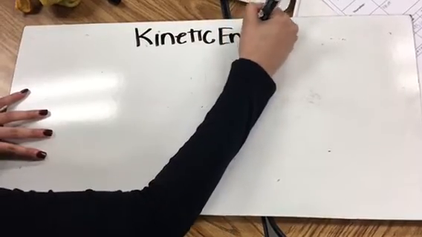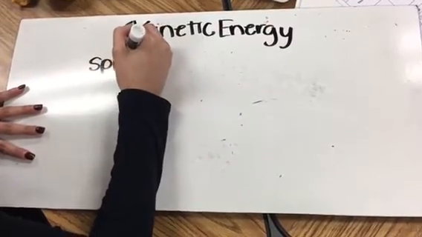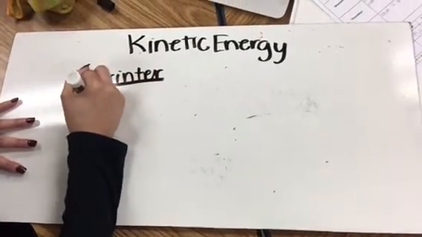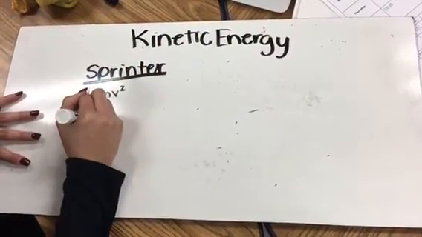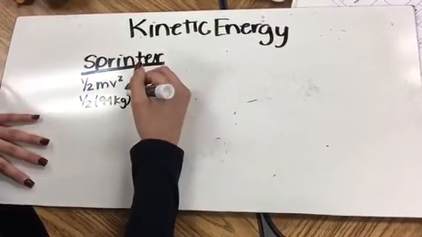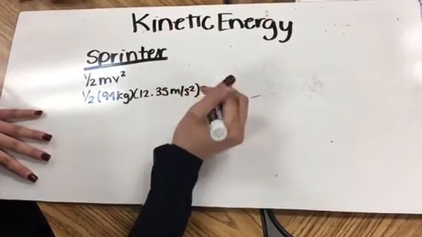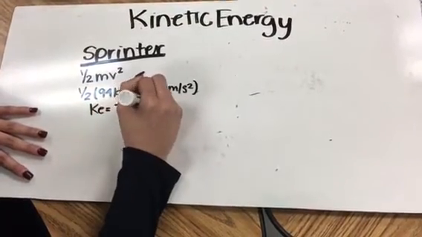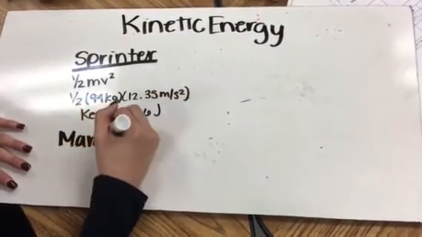For kinetic energy, it is the energy that an object possesses due to its motion. It is defined as the work needed to accelerate a body of a given mass from rest to a stated velocity. For the sprinter, the kinetic energy is measured by half mass times velocity squared. Half 94 kilograms times 12.35 meters per second squared, and that equals a kinetic energy of 7,169.56 joules.